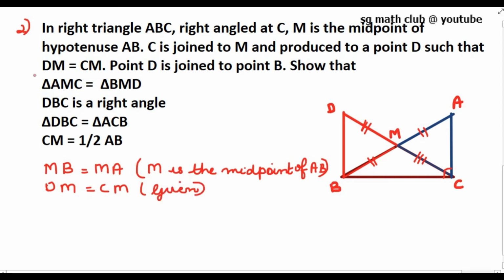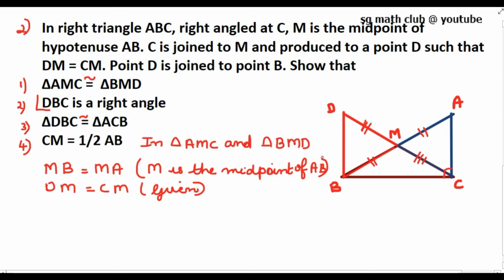Now we need to prove triangle AMC is congruent to triangle BMD. Then, triangle DBC is a right angle triangle. Again, triangle DBC is congruent to triangle ACB. Again, last one, CM equal to half AB. So four things we need to prove in this question. First we will consider triangle AMC, which is in blue color, and triangle BMD, which is in red color.